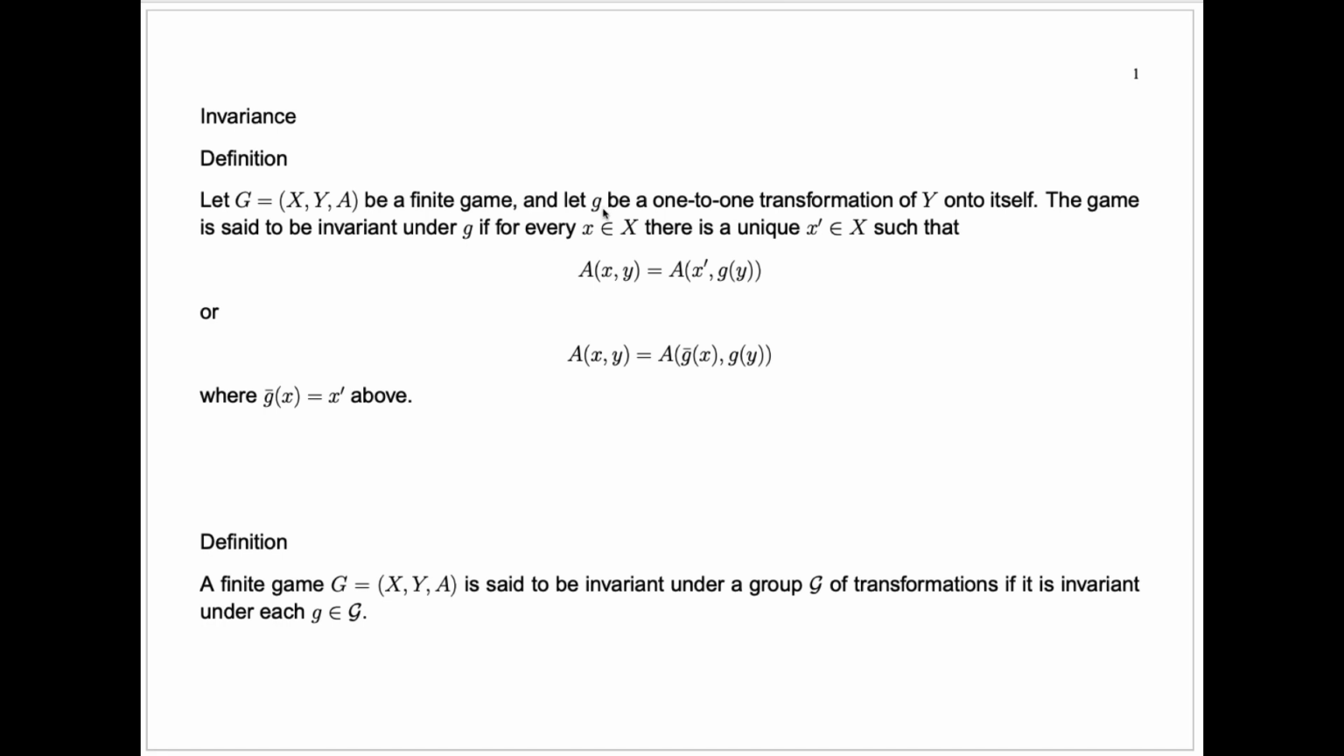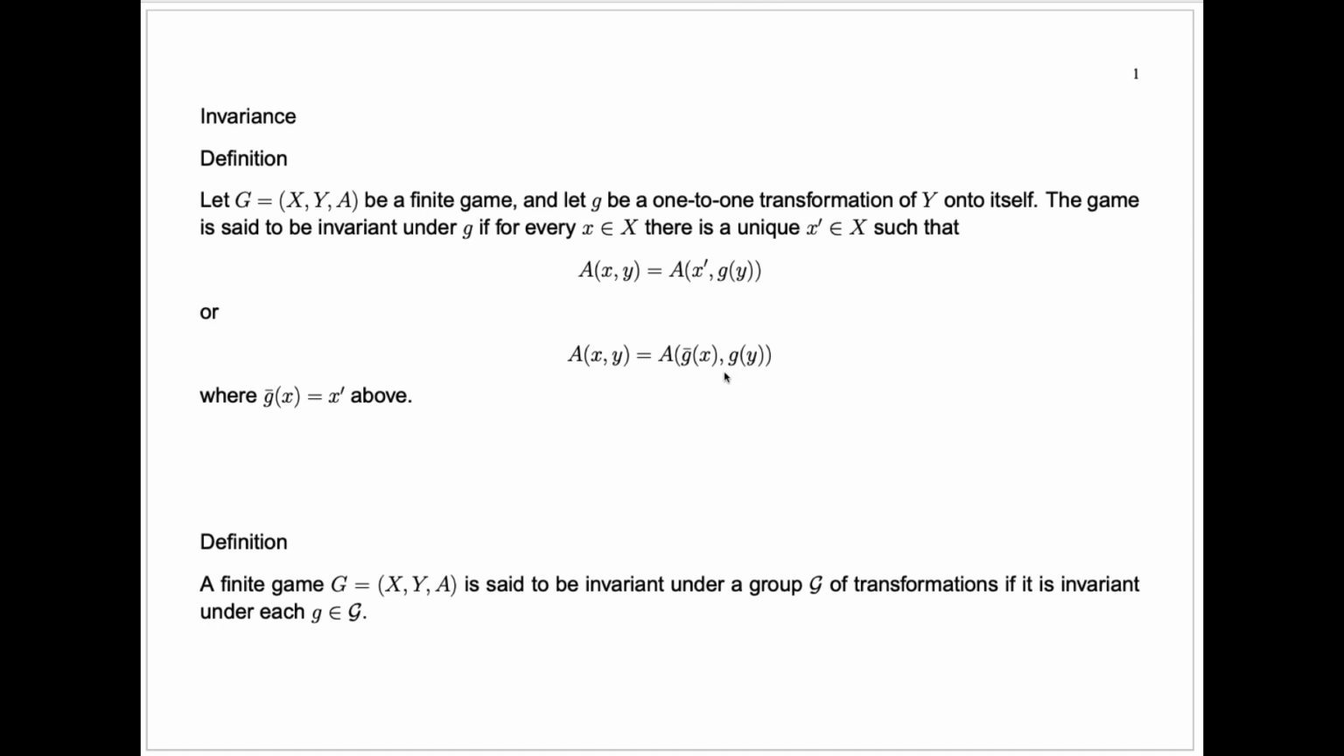And here we'll let G be just some one-to-one transformation of Y onto itself. You can think of that as kind of a reordering of elements in Y. We say the game is invariant under G if for every X there's a unique X prime such that A of XY is A of X prime G of Y. Or if we let G bar of X be the choice of X prime for a given X, we can say A of XY is A of G bar of X and G of Y.